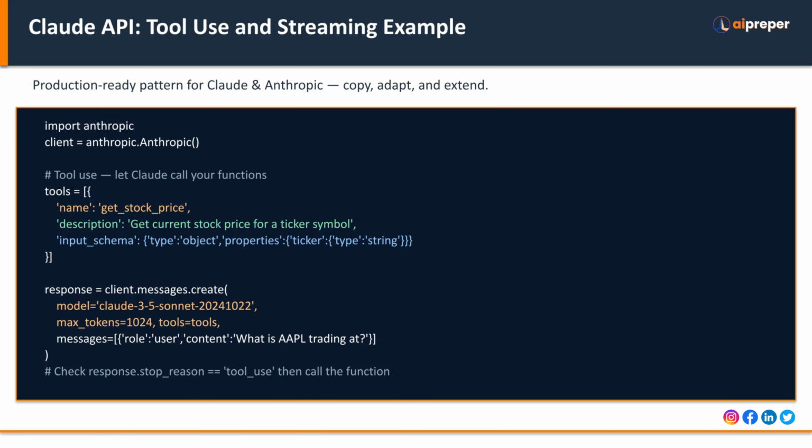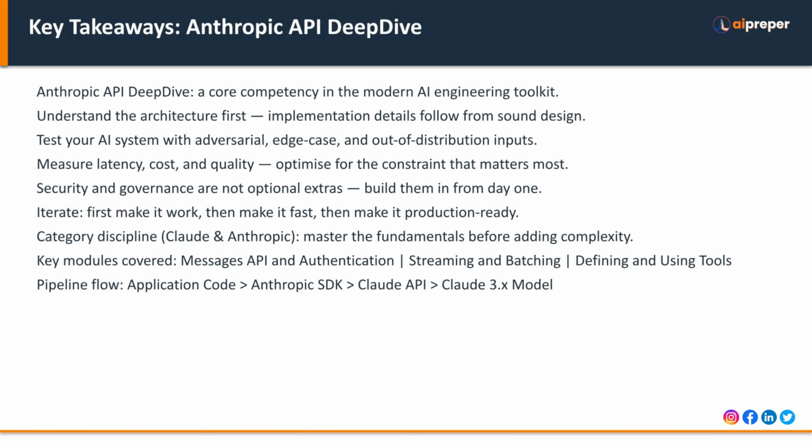It imports the Anthropic client, defines a tool, and calls messages.create for a stock price query. Key takeaways include mastering the architecture, testing rigorously, optimizing for cost and quality, and building security and governance from day one. Remember to iterate. First make it work, then make it fast, then production ready.